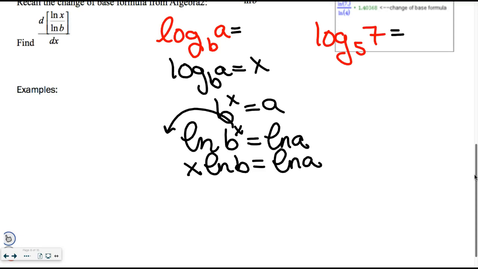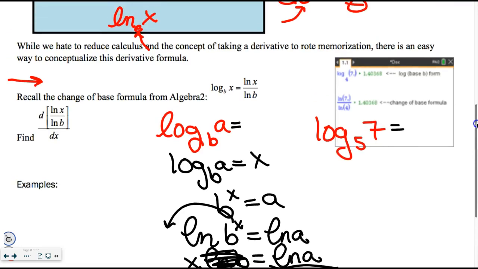Ava, are you following me or am I going too fast? So if I solved it for x, do you see how I end up getting ln a over ln b? Ln a over ln b. Did you see how that happened? So you always get ln of this over that. So right here, ln of what?